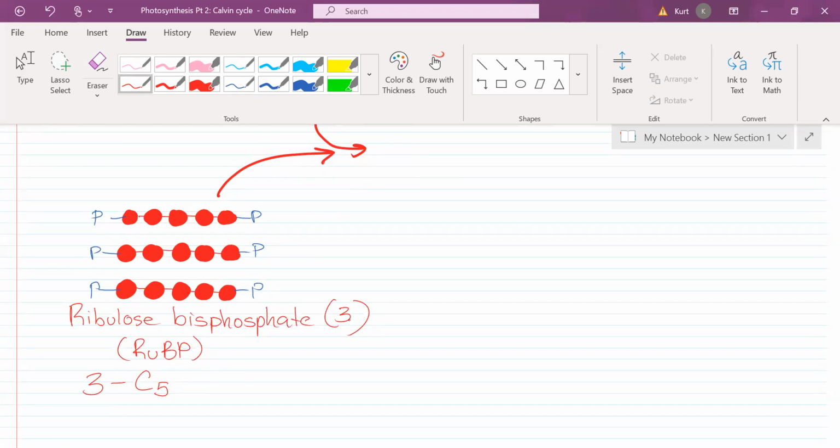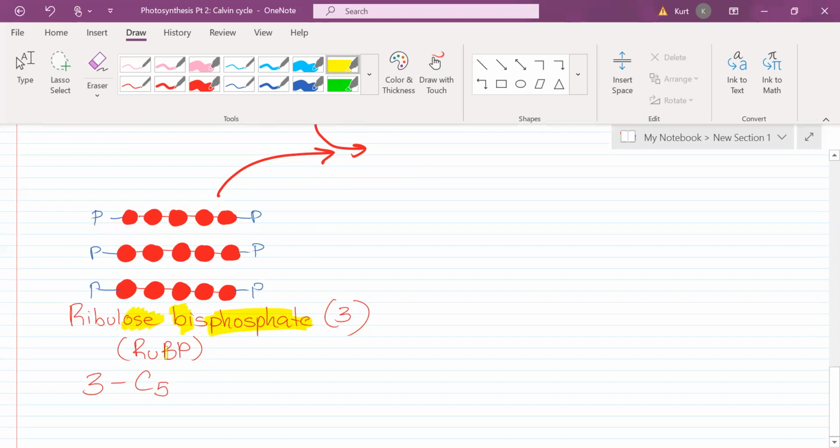The fact that this ends with OSE, what does that mean? It's a sugar. And the fact that you have the prefix bi, what does that mean? Two what? Two phosphates. If you're wondering why there's this S, sometimes the S is there just to connect the words.